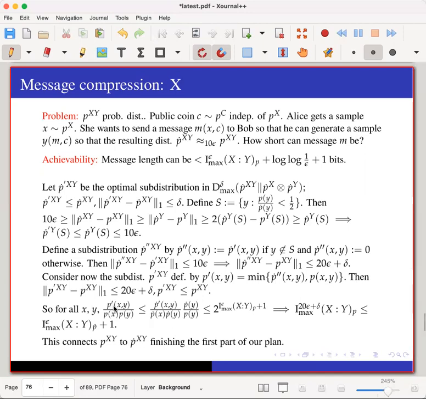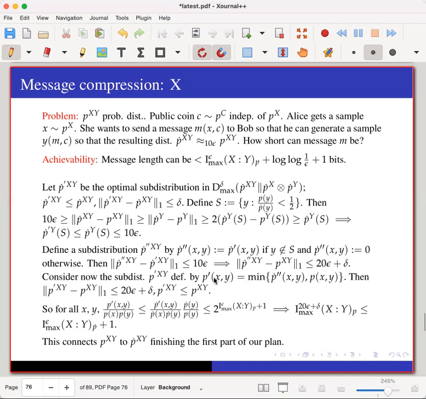So remember, I'm looking at this Dmax quantity. So what is this Dmax quantity? It's basically the ratio of the joint distribution by the product of the margins. So now I'm going to look at the ratio where the joint distribution is from P prime, but the product of the margins is according to P. So I do a little bit of tweak.